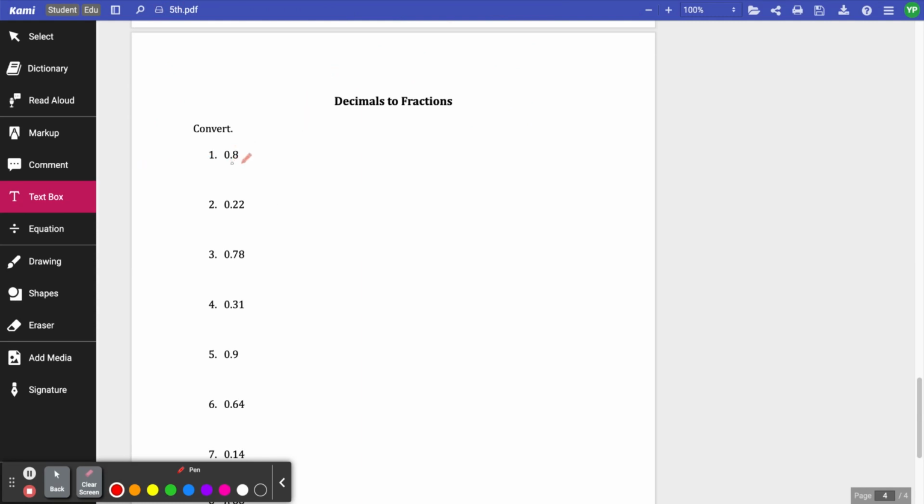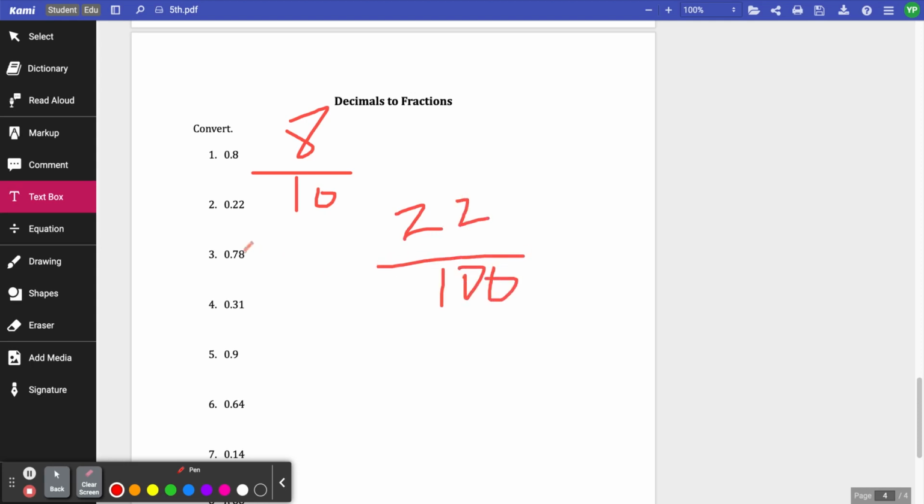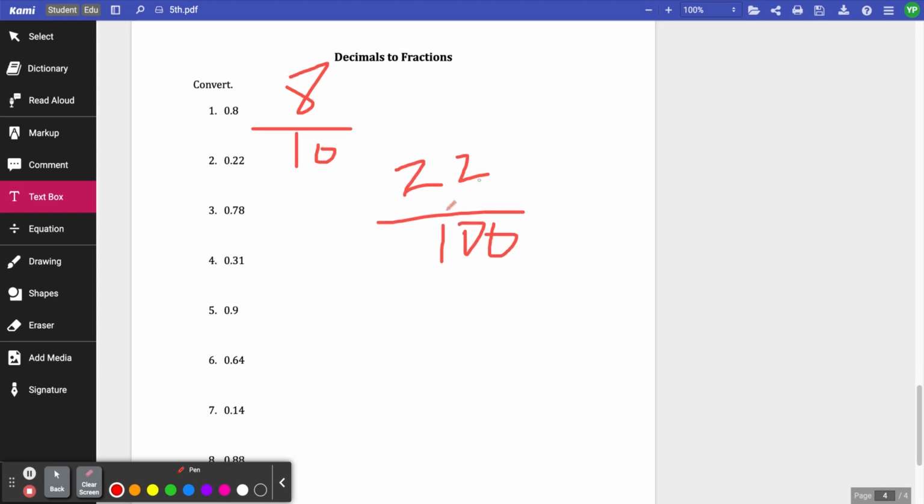Decimals to fractions. So 0.8 is always going to be 8 out of 10, right? And 0.22, you could do 22 out of 100. So anything that's in decimals, you just put over 100, and then it becomes that number over 100. And if they tell you to simplify, then you could divide both sides by 2. 22 divided by 2 is 11. 100 divided by 2 is 50, and you can't simplify anymore. So it's going to be 11/50.